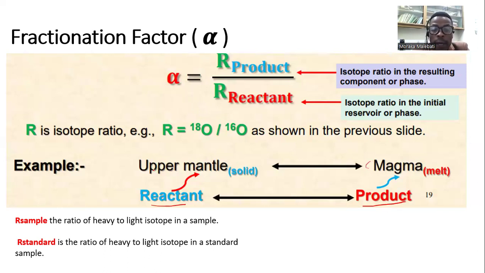So the fractionation factor uses the ratio of the product and the ratio of the reactant. That is, the isotope ratio in the resulting component or phase, over the isotope ratio in the initial reservoir, like here.